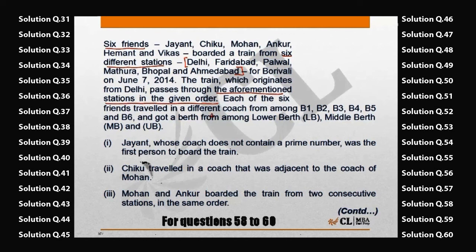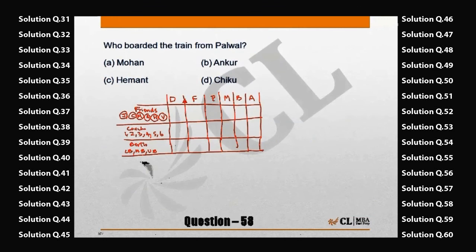Each of the 6 friends travels in a different coach, and we have 4 different items. One item we're going to put in the column, and the other 3 items we will put in the row. So we'll have to decide first what to put in the column and what to put in the row. We will put these in the column because there's a linear arrangement. So let's first create a table. So this is Delhi, Faridabad, Palwal, Mathura, Bhopal, Ahmedabad. Then there are the 6 friends, the 6 coaches, and the 3 berths.